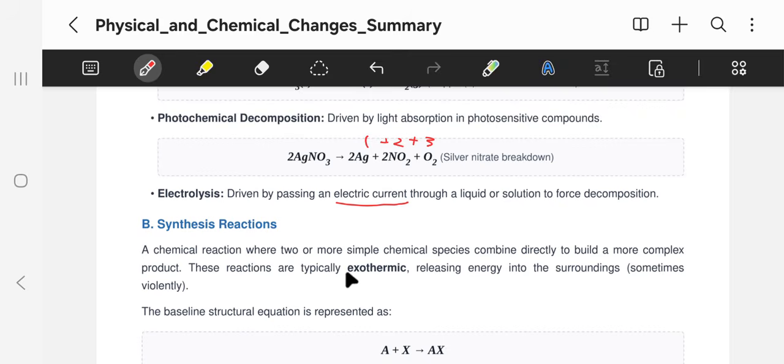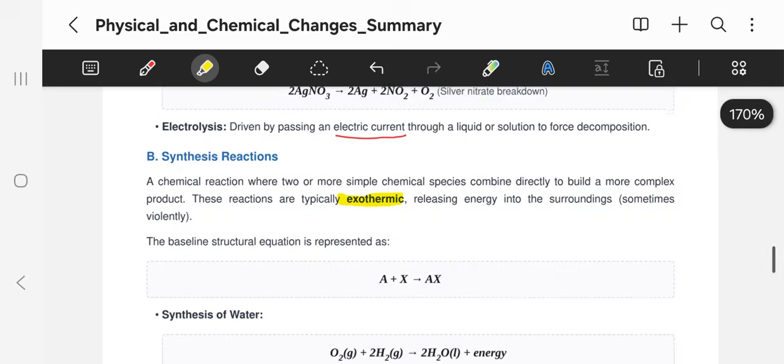Okay, and another crucial thing is that these reactions which happen to be synthesis, or rather which happen to be synthetic, let me use that word, are exothermic. So the differences are that a decomposition reaction is endothermic, it absorbs heat, whereas a synthesis reaction is exothermic, it releases heat. See here they say it releases energy into the surroundings, sometimes violently.